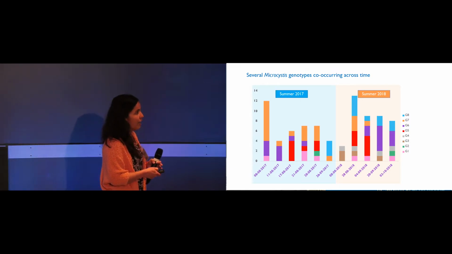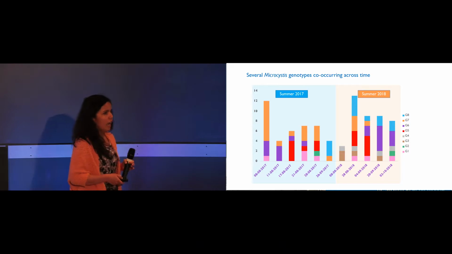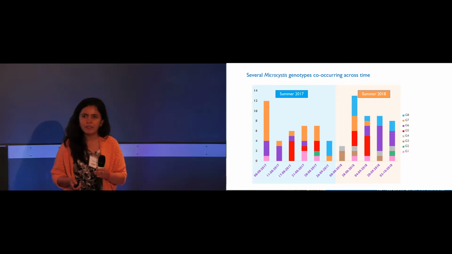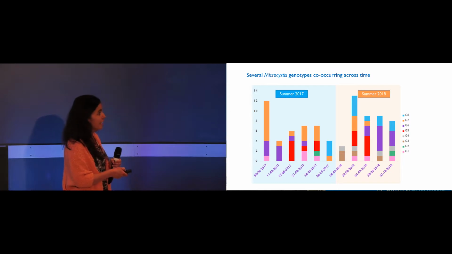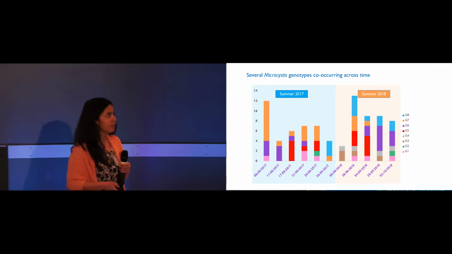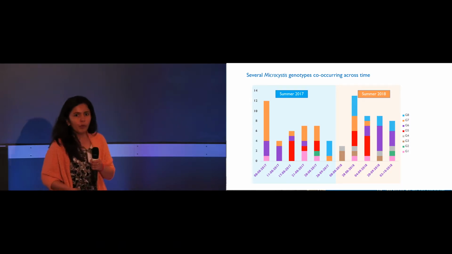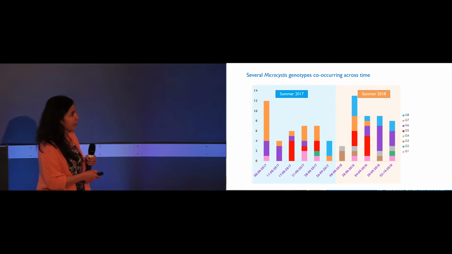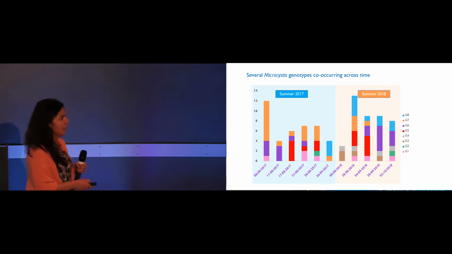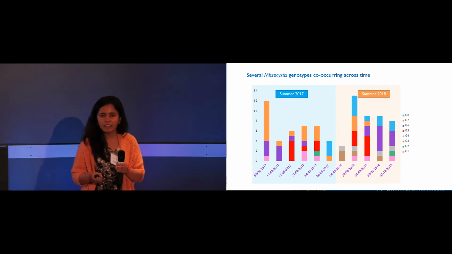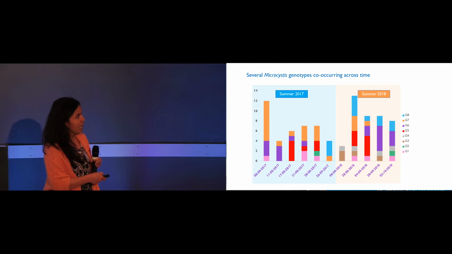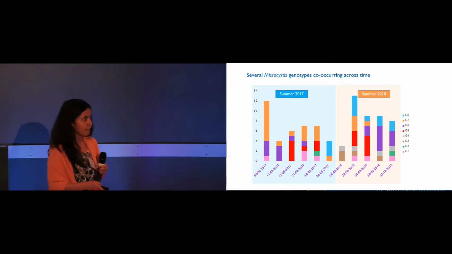In this chart, what you had is the time points, and each color represents a Microcystis genotype. Basically, several Microcystis genotypes are co-occurring across time in summer 2017 and 2018. Some of these genotypes, like G7, are present in all the sampling points of 2017 and some of 2018. So we recovered, as I said, 6 genotypes in 2017 and 8 in 2018, 2 new ones in 2018, which is important.